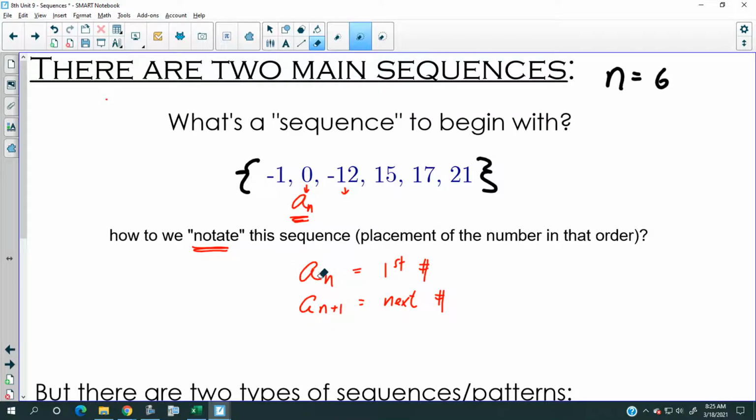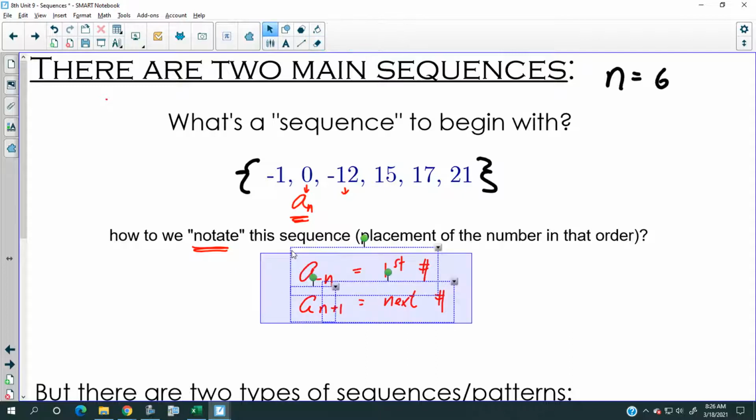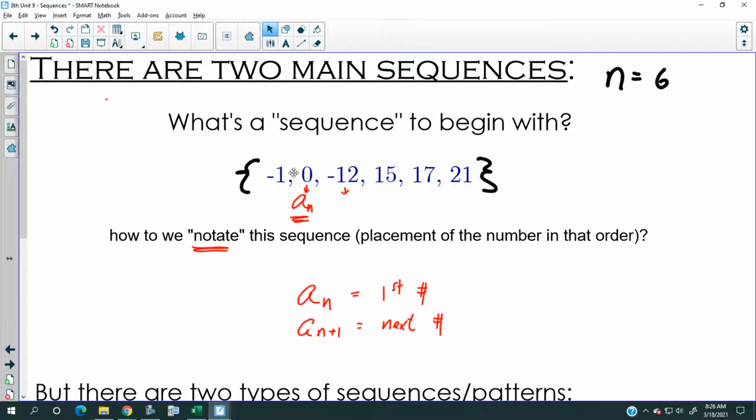So think of this not as the number itself, but the positioning of the number in the sequence. Okay? So again, not the value itself, but this notation tells us what's the position of this number in that order.